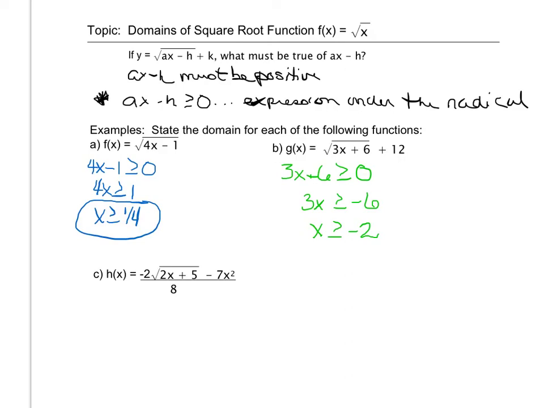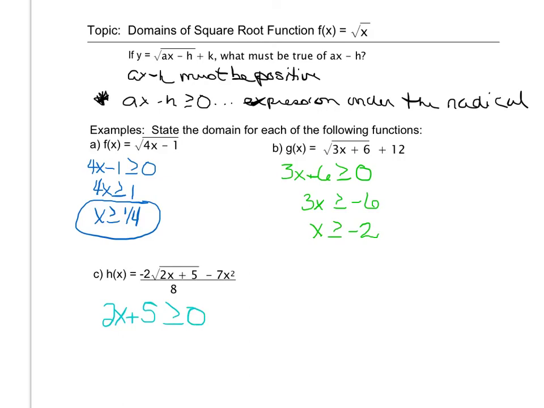Looking at one final example, I have a lot going on here. I have a number being multiplied out front. I have a divisor here of 8. I have a quadratic piece right here. But the only thing that I am going to be concerned about when I am stating the domain is what's under my radical. So I'm going to ignore everything else and isolate that 2x plus 5. And I'm going to say that that 2x plus 5 has to be greater than or equal to 0.